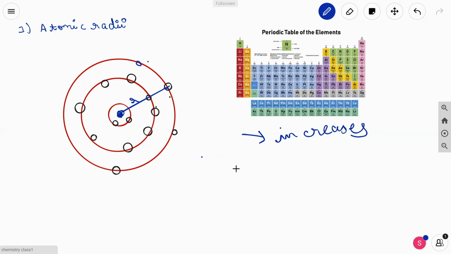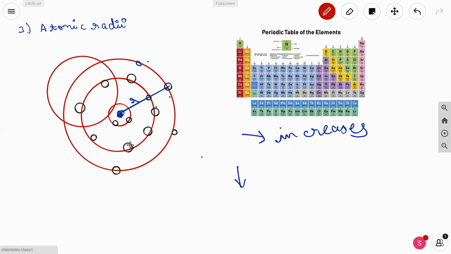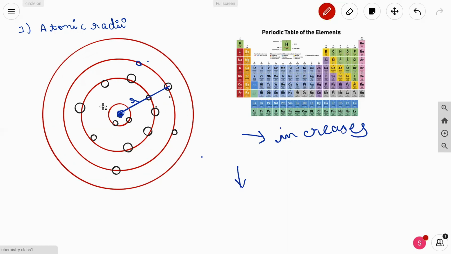And then down a group, we know the radius will increase. Hydrogen has only one shell, lithium has two shells, and as you increase the number of shells, the distance between the valence electrons and the nucleus will increase.